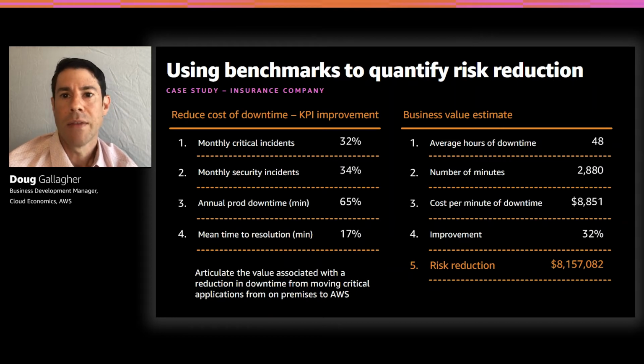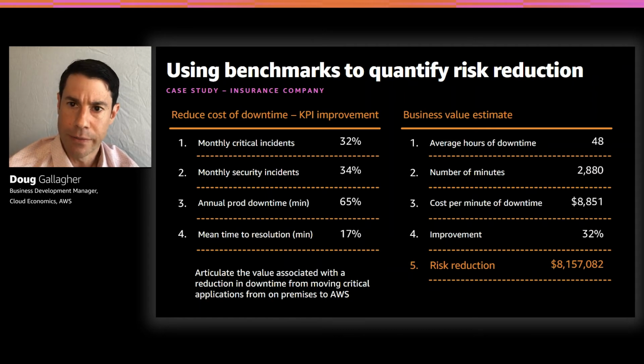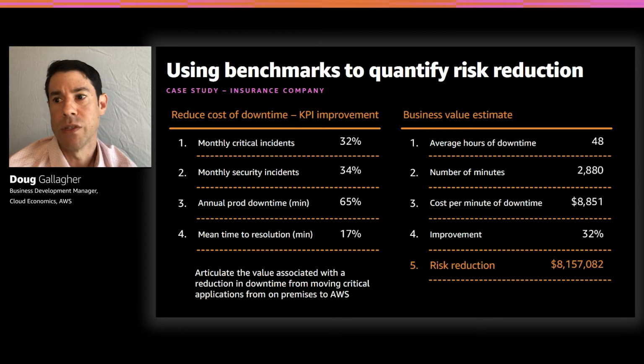So in this case, on the left-hand side of this slide, these are the KPIs for insurance companies from our benchmarking study. As you can see here, reduction in critical incidents, reduction in security incidents, overall reduction in downtime for production environment, and an improvement in mean time to resolution. So in this case, we looked at the overall reduction in critical incidents. And the customer specifically said we wanted to look at a disaster recovery.